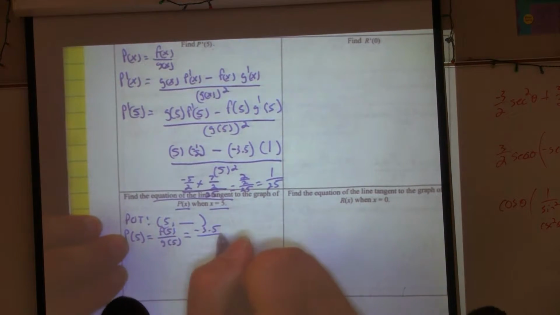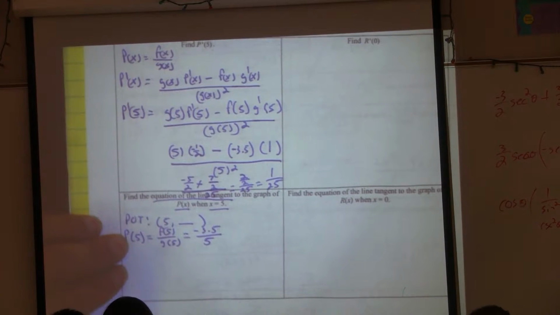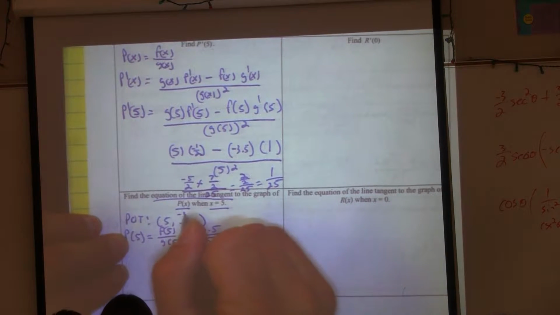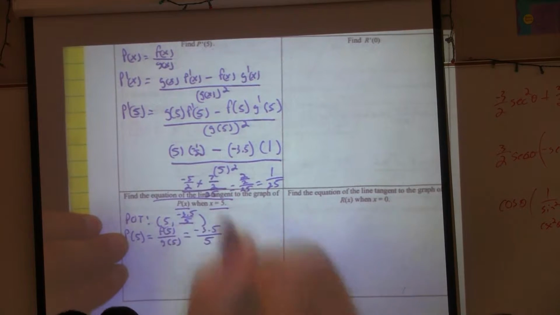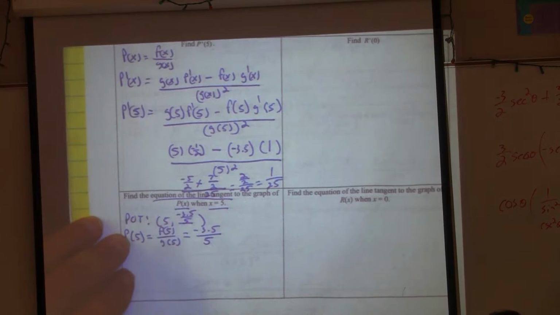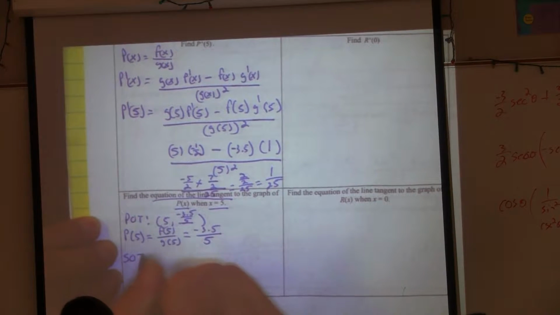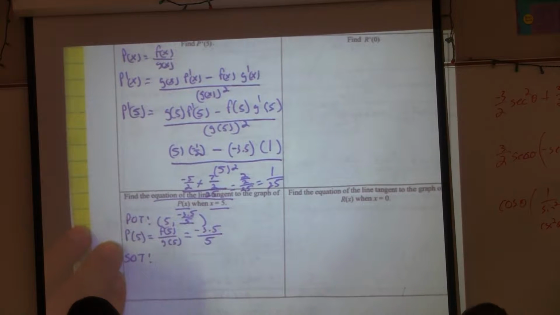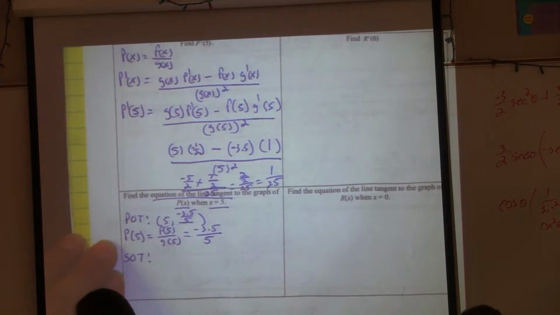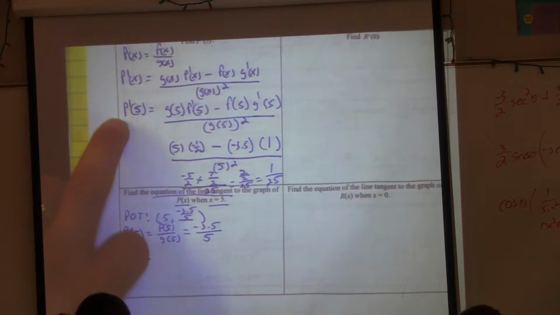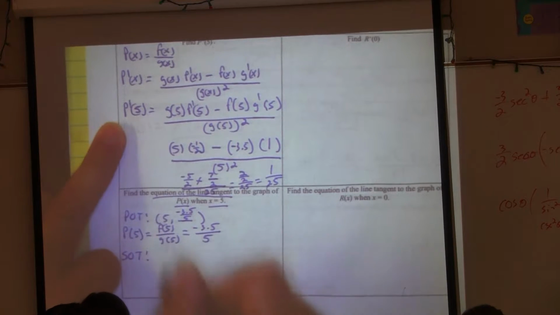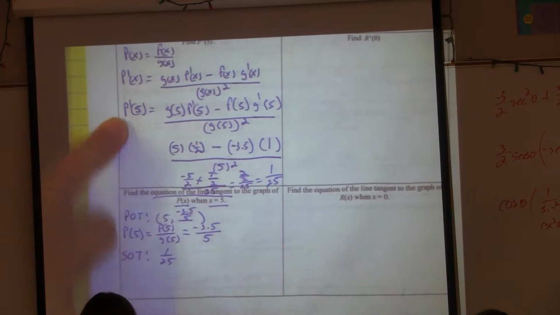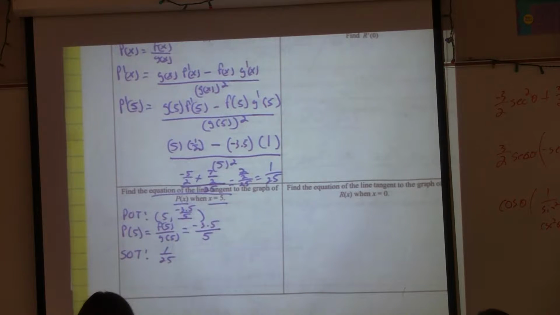Negative 3.5, and what was g of 5? 5. So we're going to leave it like that. Negative 3.5 over 5. I don't have a calculator, so we're good. Good? Second thing we need is the slope of the tangent line at 5. Do we already have that? Yeah, right? That's the derivative of the function at 5, which was what? 1 over 25. So together, can we write the equation?